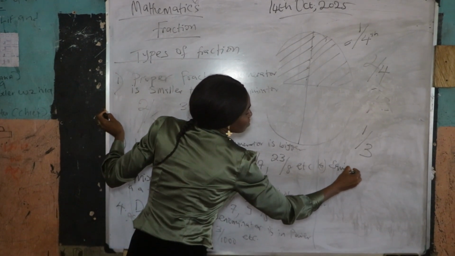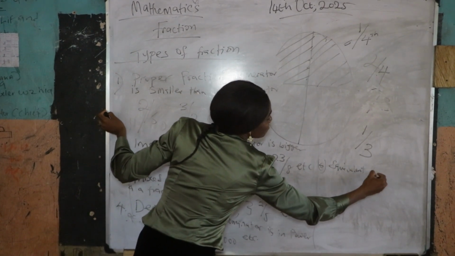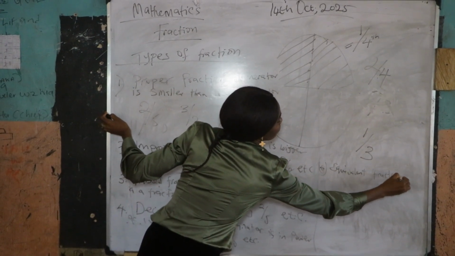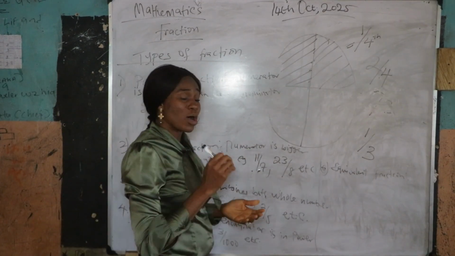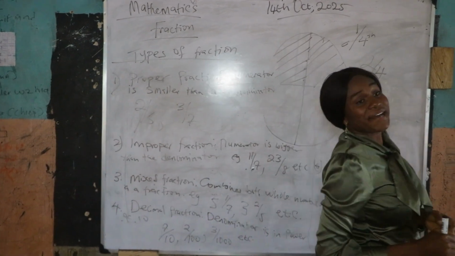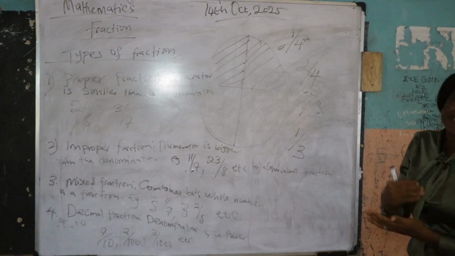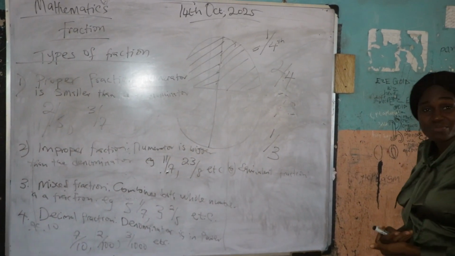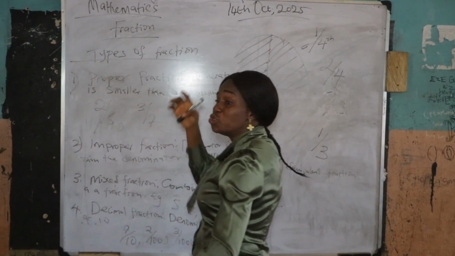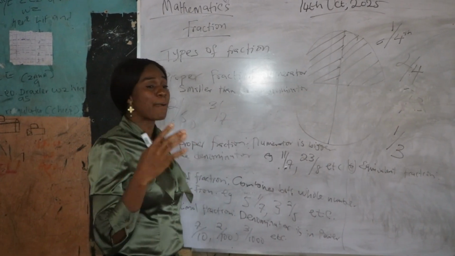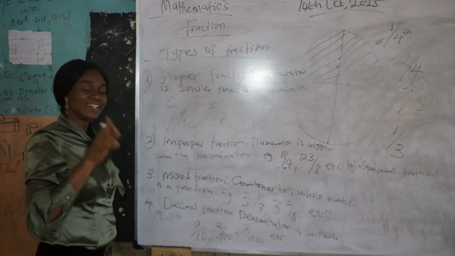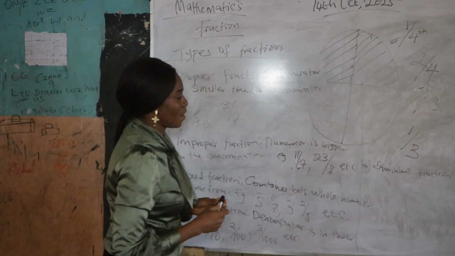Then we have the last but not the least of them all. Equivalent fractions. The type of fraction got when you multiply a given fraction by the same whole number. What does that mean? Multiply both numerator and denominator of a given fraction by the same whole number. You get an equivalent fraction.